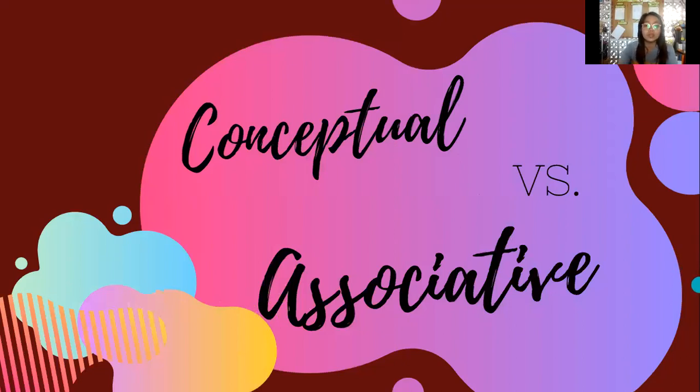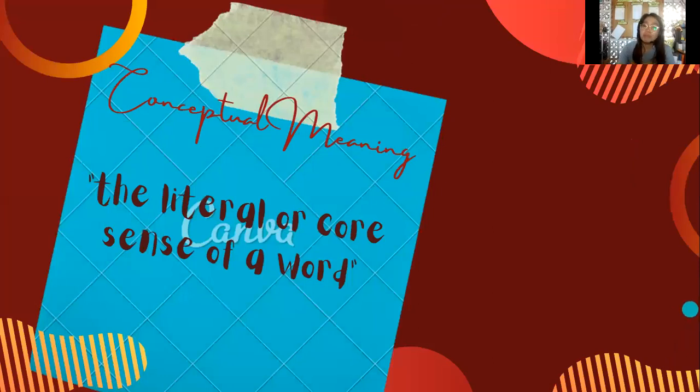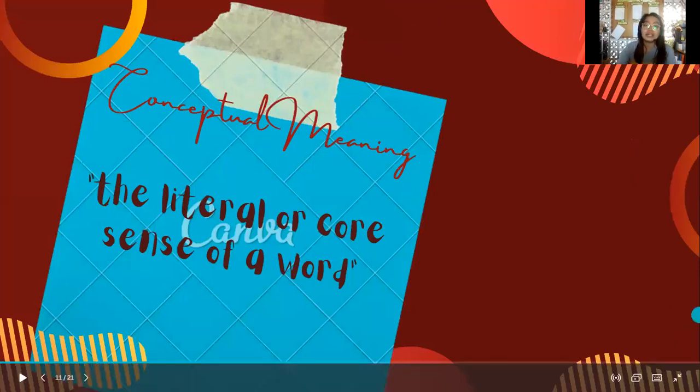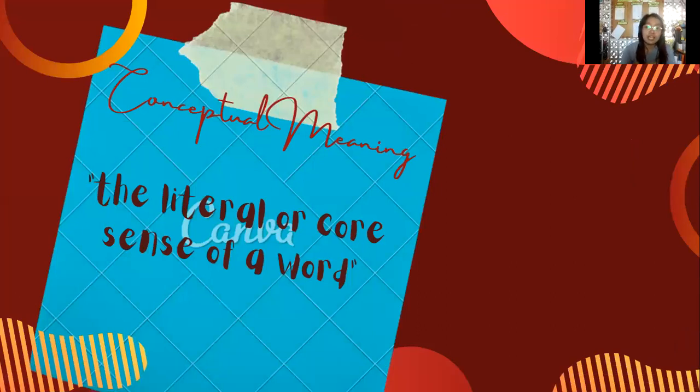Conceptual versus associative meaning. When we say conceptual meaning, it is the literal or core sense of a word. When you say snake, it does mean the snake that we know, the type of animal that we know. If you see the word table, literally it is the table that we dine with. So any word, it is the literal sense of the word.